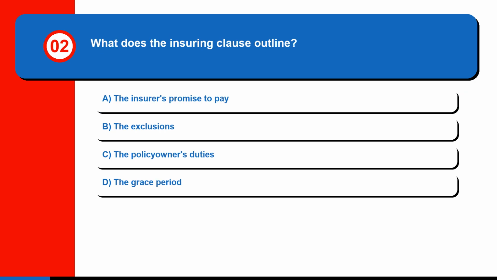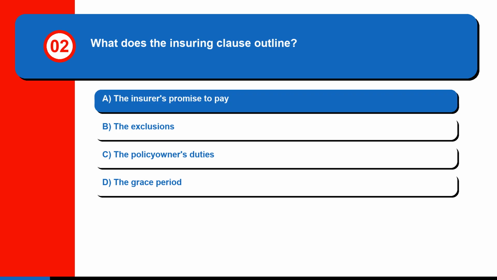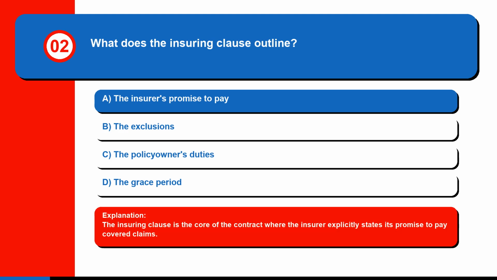Question 2. What does the insuring clause outline? A. The insurer's promise to pay, B. The exclusions, C. The policy owner's duties, or D. The grace period. The correct answer is A. The insurer's promise to pay. The insuring clause is the core of the contract where the insurer explicitly states its promise to pay covered claims.